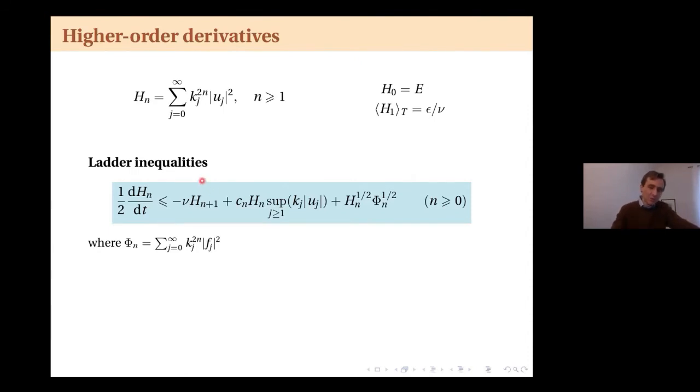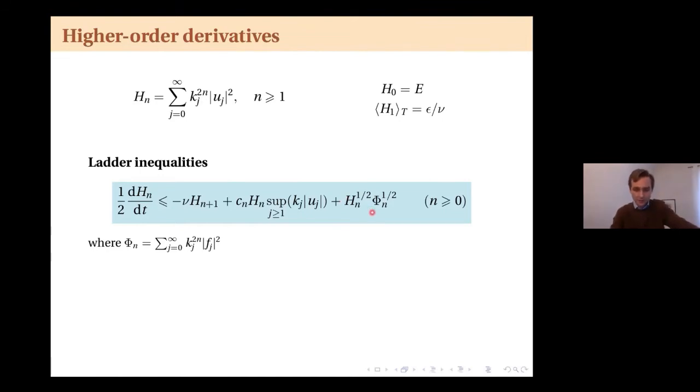Imagine, loosely, we are taking a time average of this inequality. Then the time derivative will average to 0. Then I can move the Hn plus 1 term to the left-hand side, and therefore it will be controlled by what is left on the right-hand side, which only depends on Hn. So if I can estimate Hn, I automatically get an estimate for Hn plus 1, and I can therefore climb to higher order derivatives.